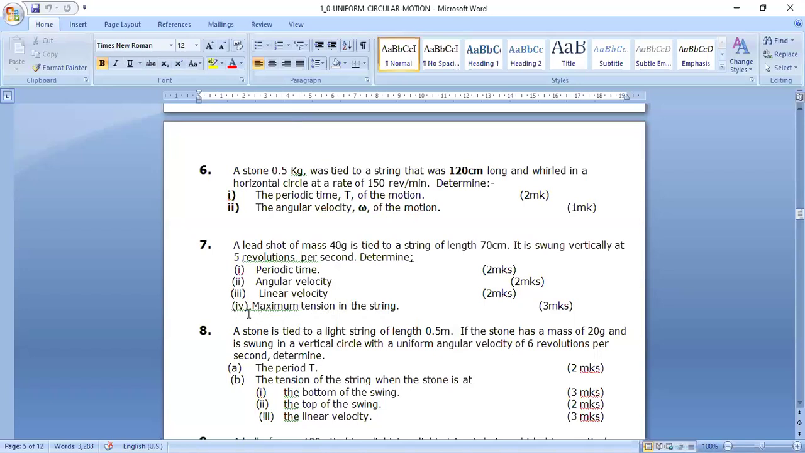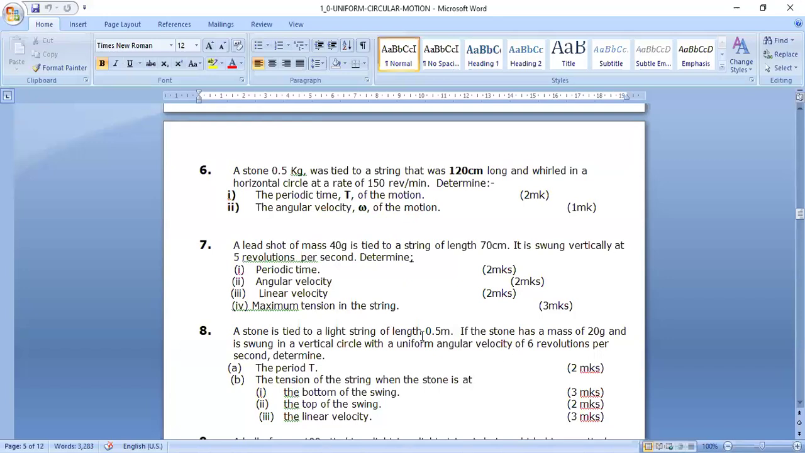You can finish Roman 4 because you have the values for 1, 2, 3. Maximum tension. It happens when the lead shot is at its lowest point. So using the formula, T is equal to mv squared over r plus mg.